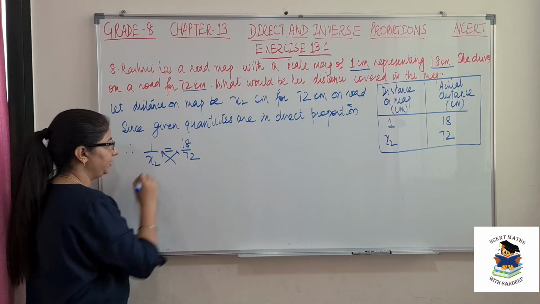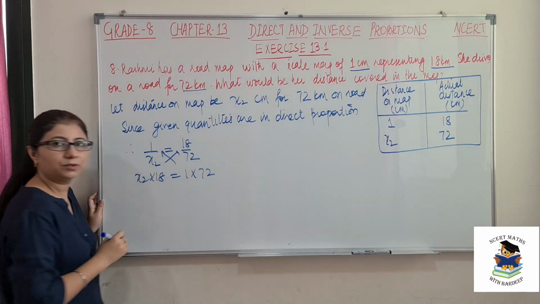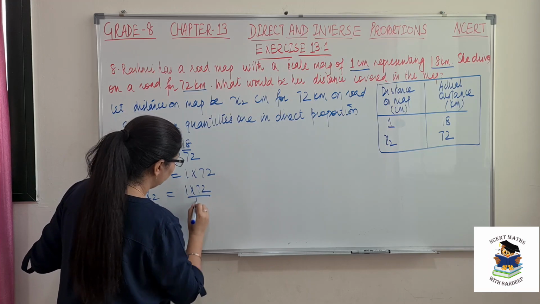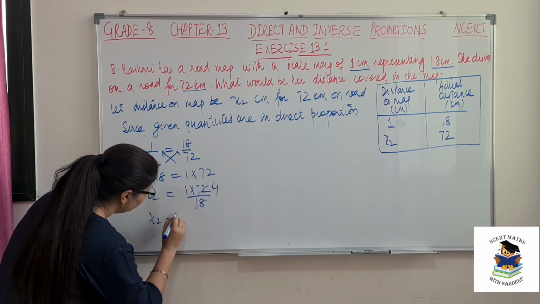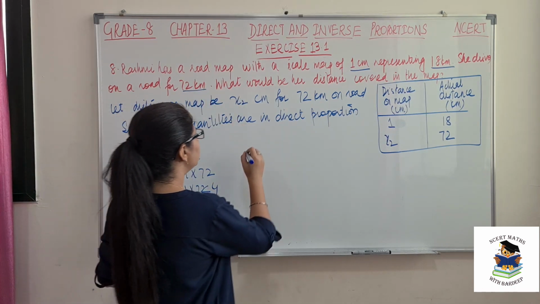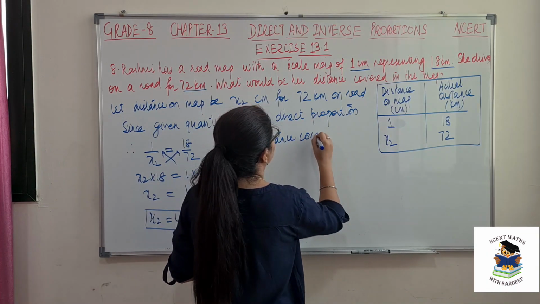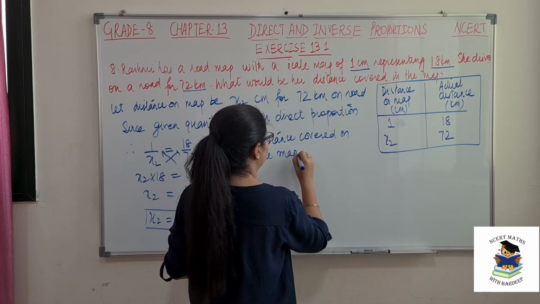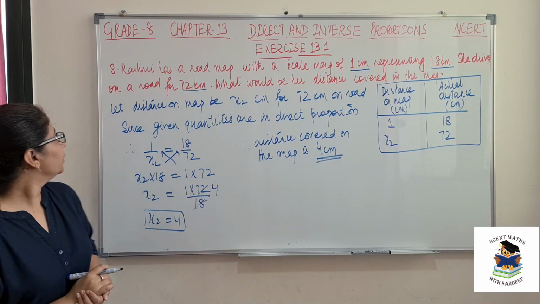So now cross multiply, that is x2 multiplied by 18 is equal to 1 into 72. So now what is x2? This is 1 into 72 over 18. So 18 fours are 72. So what is the value of x2? That is 4. So we will write the distance covered on the map is 4 centimeter. So this is our question number 8.